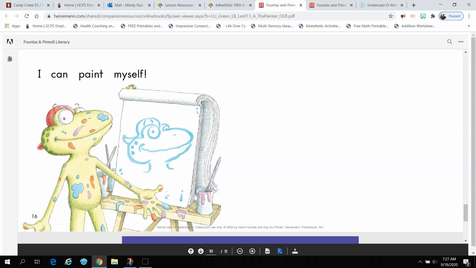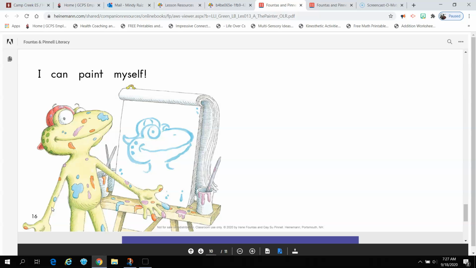What do you learn about Froggy from this last page? I've learned that he has made a mess because he has some of all the different colors he painted all over himself. I also look at him and I can see how he's putting his hands out and he's smiling. That makes me think that he's very proud of his work.